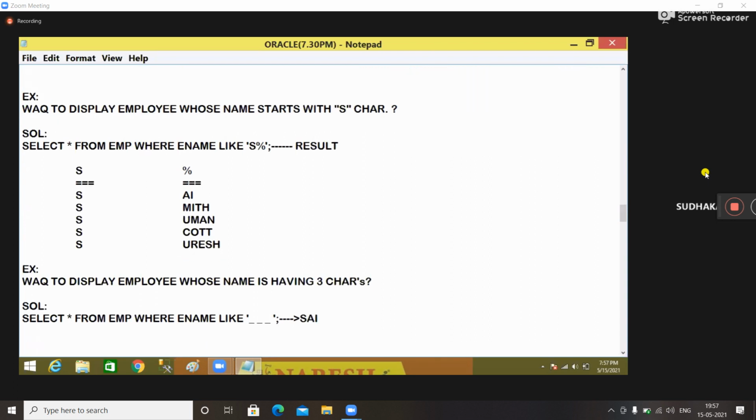Sai. So these are the two wildcard operators, guys. We should use them along with the like operator. Then only will the like operator work out. Otherwise, the like operator will not work. Okay, now I will show you a few examples of how we can use the like operator along with the percentile and underscores. Let's see, guys.